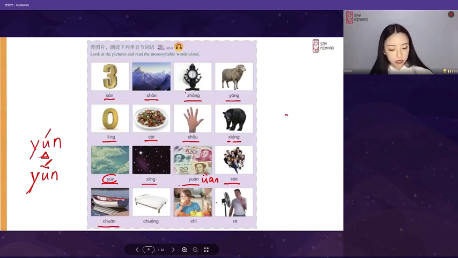Okay. Next one is chuan, which means a boat or a ship. Chuan, chuan, the initial chi, the final one, and the tone is second tone. Put them together, chuan, chuan. Next is chuang, which means bed, bed, chuang.